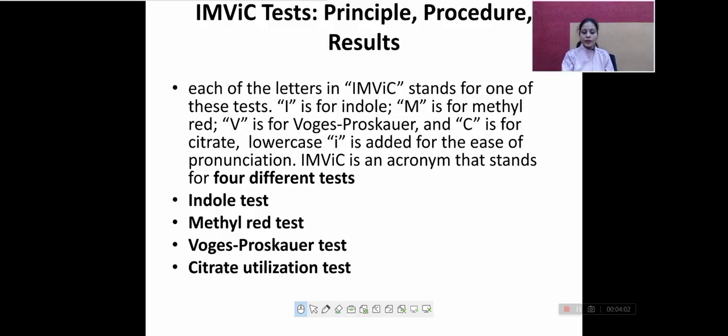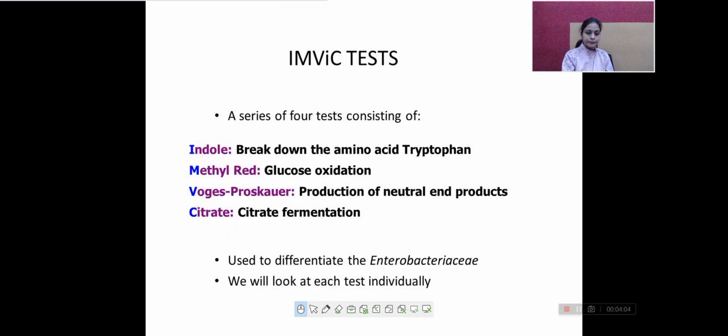A series of 4 tests consisting of indole. What happens in indole? In indole, they break down the amino acid tryptophan. In indole test, tryptophan is broken down. And in methyl red, there is oxidation of glucose. Glucose oxidation takes place in the methyl red test. Clear? And in Voges-Proskauer test, production of neutral end product.